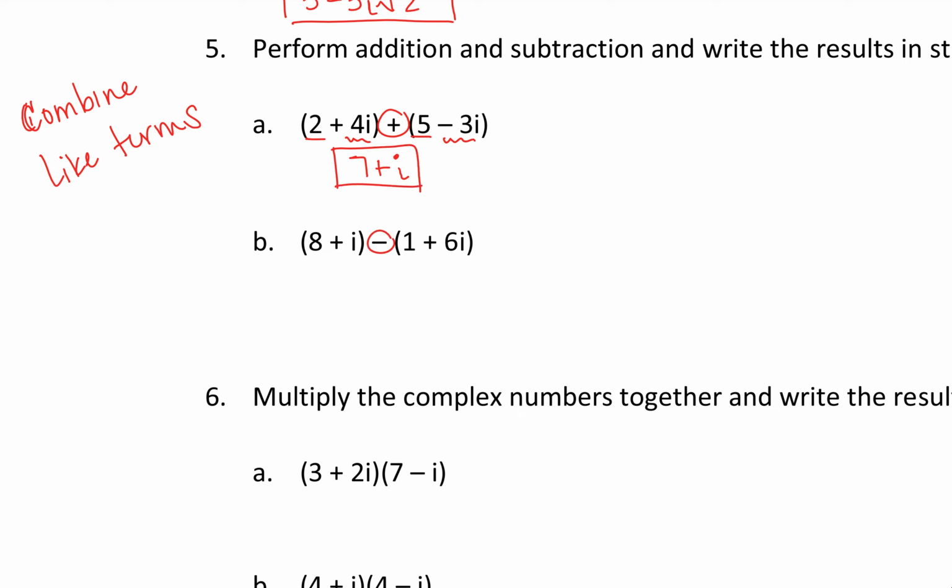Now for my second one, I have a minus between them, so I know that I'm going to have to distribute that negative. So I'm going to have an 8 plus i with a minus 1 and a minus 6i. Again, combine my like terms. 8 minus 1 is 7. i minus 6i, so that it's basically like saying x minus 6x. So this is going to end up being a minus 5i.